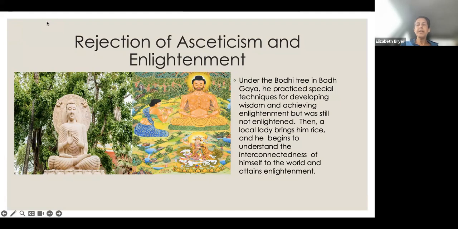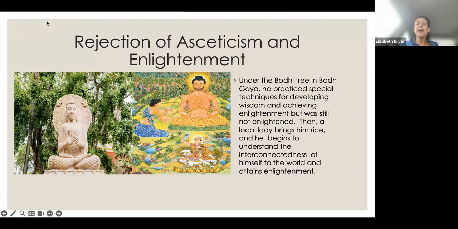Under the Bodhi tree in Bodh Gaya, he practiced special techniques for developing wisdom and achieving enlightenment, but was still not enlightened. Then, and this is an incredibly important moment in the history of Buddhism and in the story of Buddhist life, he's sitting under the Bodhi tree, meditating, denying himself food and water and all these other things, and it's not working. And then a local lady comes by and brings him rice. Sometimes this is translated as a milkmaid bringing him milk, but however it's translated, he gets some kind of sustenance, milk or rice. And after he gets that, he reaches enlightenment.